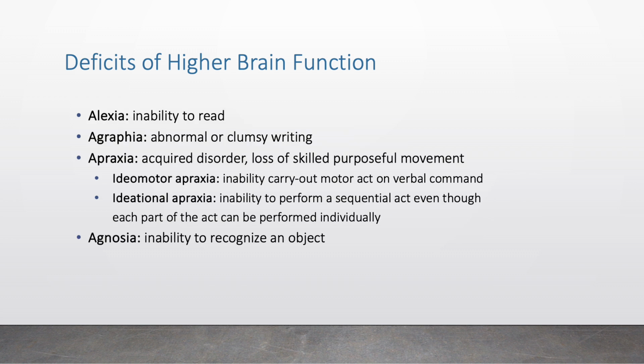Alexia refers to the inability to read due to brain injury or disease. It can occur even if the ability to write and understand spoken language remains intact. Agraphia refers to difficulty in writing, characterized by abnormal or clumsy handwriting, spelling errors, and impaired ability to compose written language. It can occur independently or alongside other language impairments.